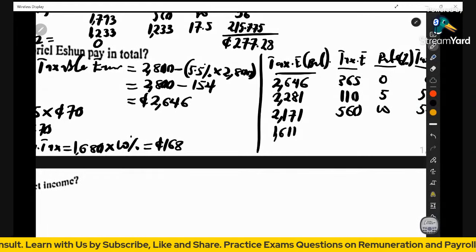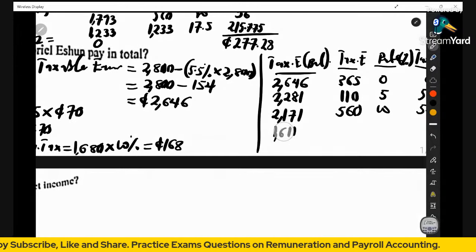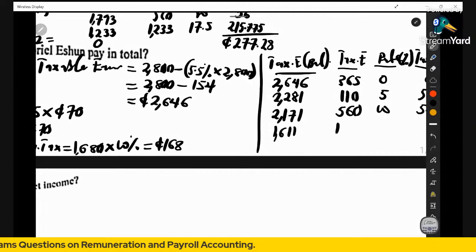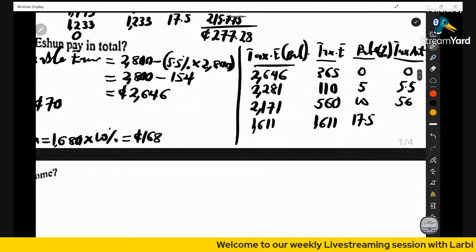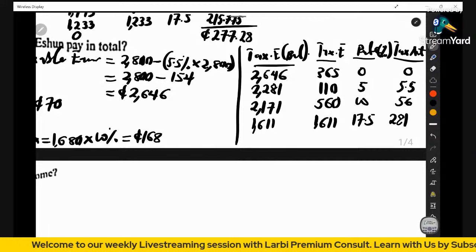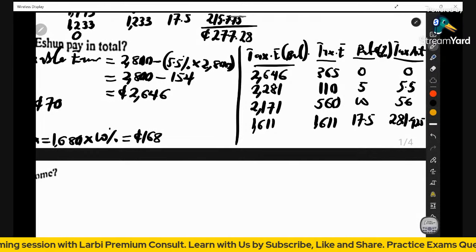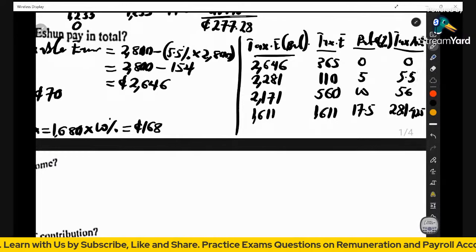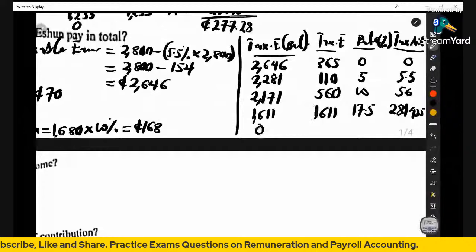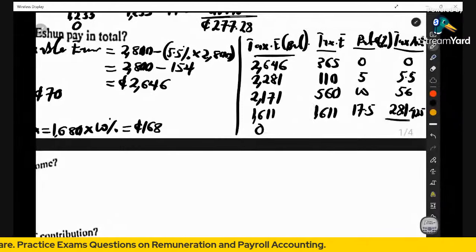So here our taxable balance is going to be equal to our taxable earning, and that should be 1,611, and the rate is 17.5%. What are you supposed to get? In my case, I had 281.925. Once you're able to get that, you are done. For the next schedule, you subtract it from this and you are left with 0. So everything is equal to 0, and we are done. Then you find the total.